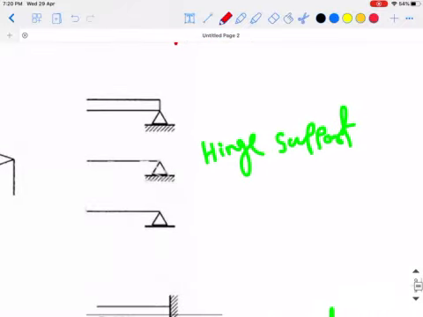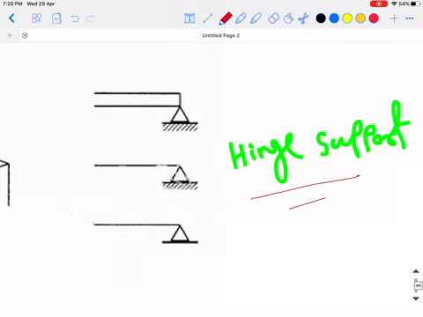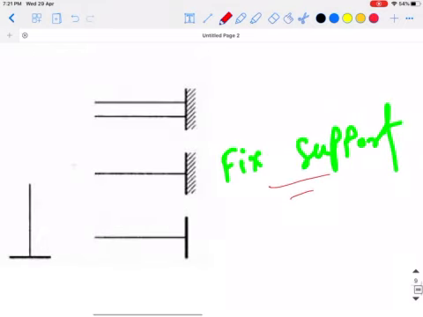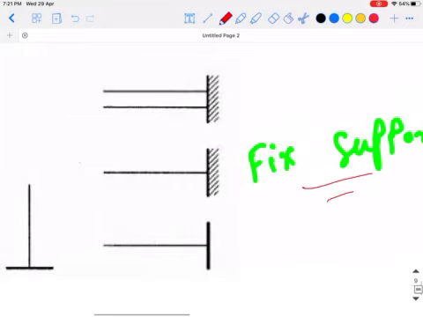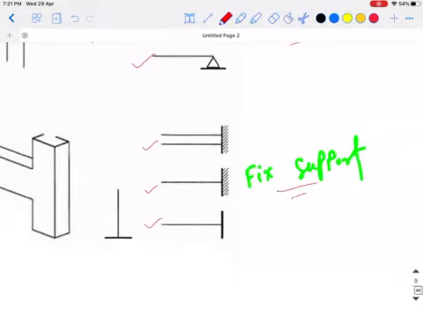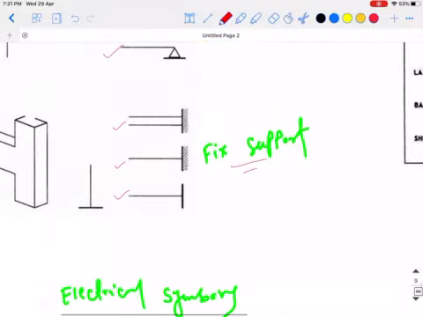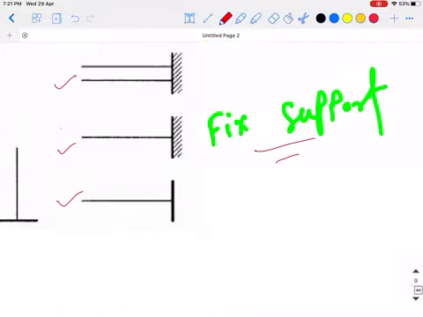Another way, for representing hinge support, we can use any one symbol out of three as shown in the image, either this one, this one, or this one. For fixed support, we can use any one symbol as represented in this image, either this one, this one, or this one. So these are the three main types of support as shown in this image.